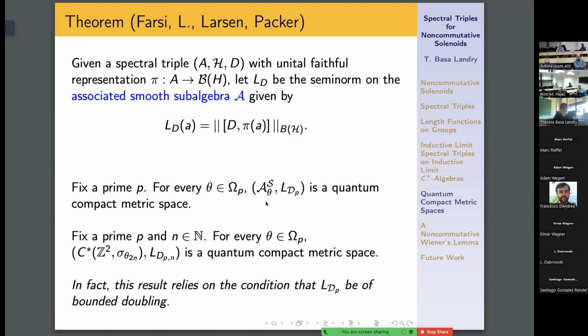And it turns out that this relies on the condition. This is where the additional property that the length function be of bounded doubling gets you spectral triples that also induce quantum compact metric space structure. Those were some of the things that especially Long and Wu worked out in some of their papers for the twisted setting.